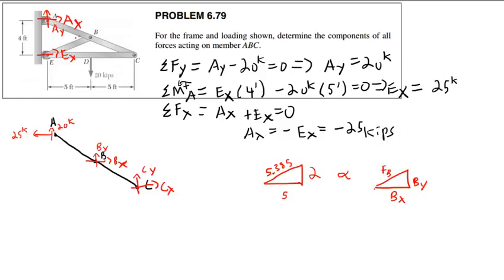And again, the reason we're able to do this is because it's a pin-pin member. Both of these forces must distill down to a single force that acts along member EB. Here on this member, it's a lot more complicated because we have this force applied at the middle of the member, which means this member is going to carry shear, moment, and axial force.